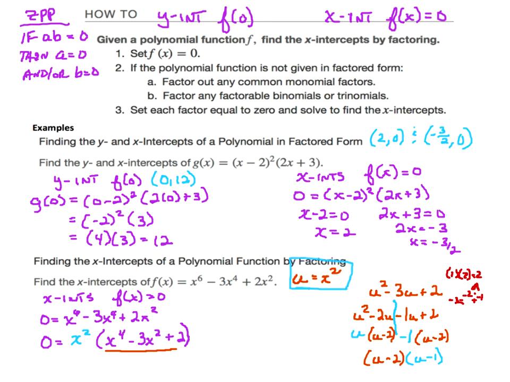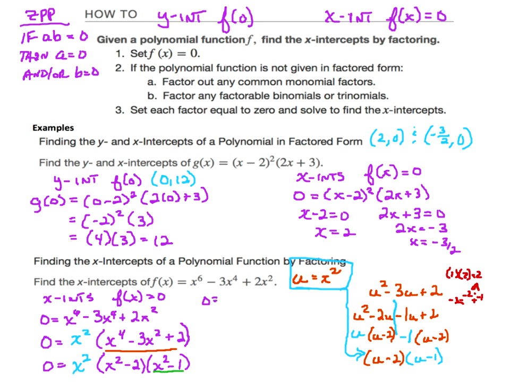But u is x squared, remember? So my factors actually come out to be 0 equals, I still have my x squared that I factored out earlier, so that sits there. And now I have an x squared minus 2 and an x squared minus 1. Well, as if we haven't done enough work already, this x squared minus 1 is a difference of squares and factors as well.